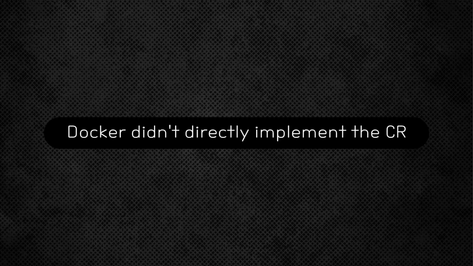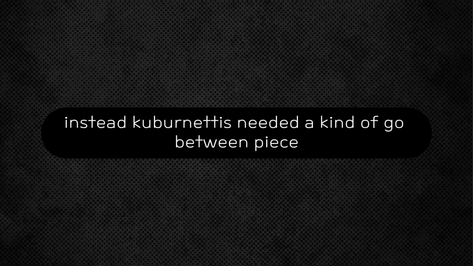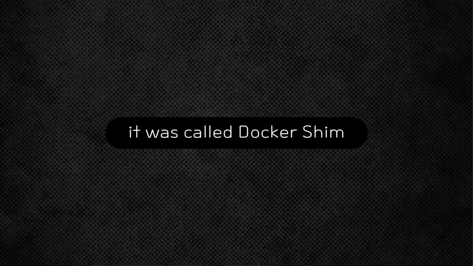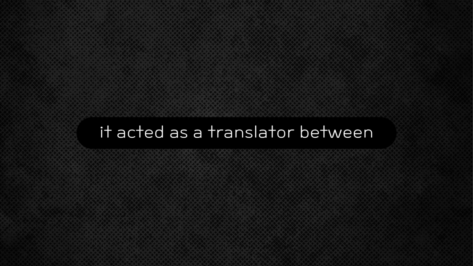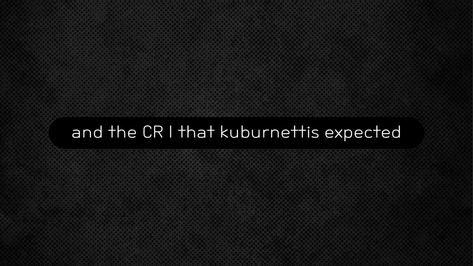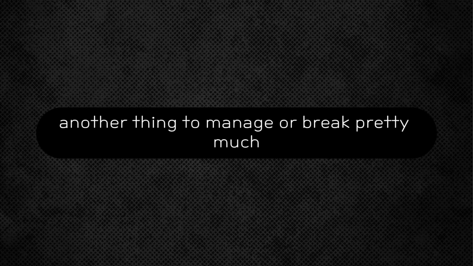Right. This is a key point in the history here. Docker didn't directly implement the CRI standard itself. Instead, Kubernetes needed a kind of go-between piece. It was called Docker Shim. Docker Shim, I remember that. Yeah, it acted as a translator between Docker's own way of doing things and the CRI that Kubernetes expected. But this added extra complexity. It was another moving part. Another thing to manage or break.